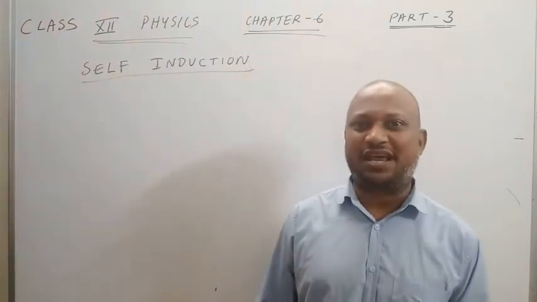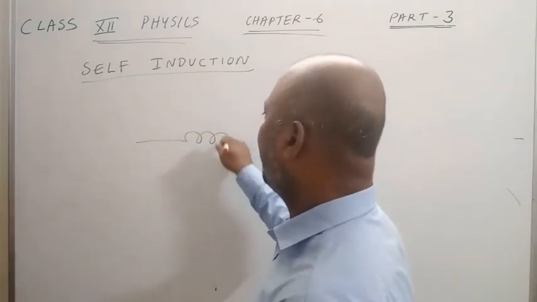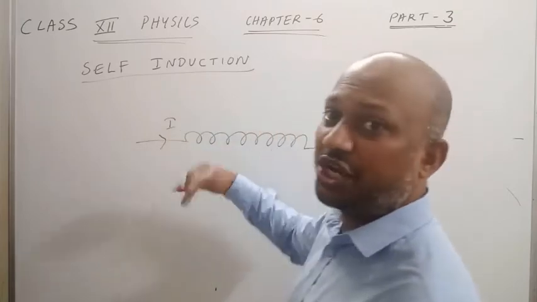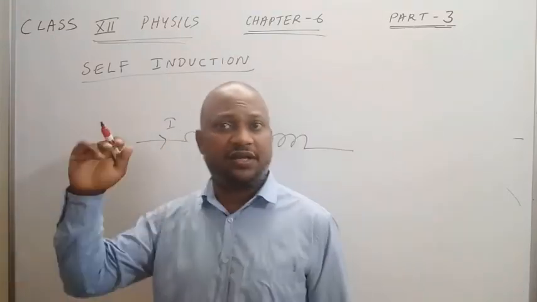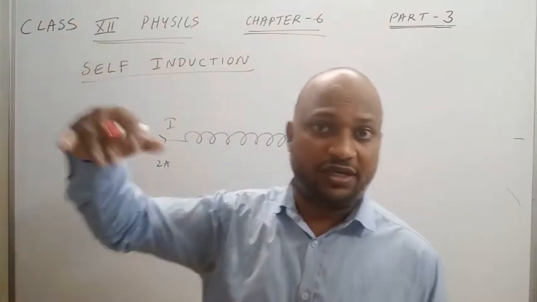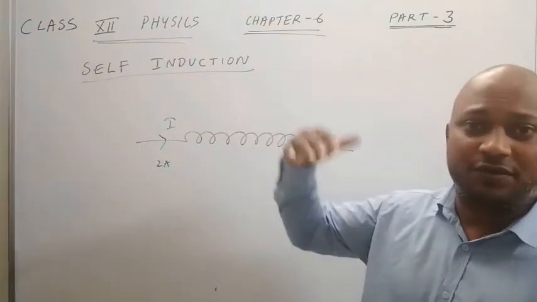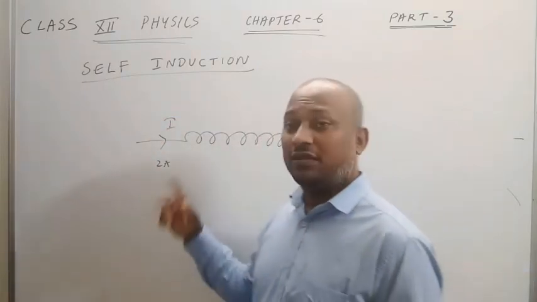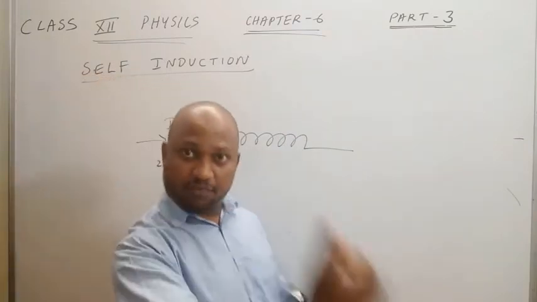Self inductor behaves like an electrical inertia. How will you explain it? If current is flowing through the inductor, whenever the current tends to change, the magnetic flux changes. Suppose the current tends to increase: only 2 ampere is flowing, but the current increases to 4 ampere within 10 seconds. When the current suddenly increases to 4 or 5 ampere or whatever, the flux also increases, and whenever there is a flux change, there is an opposite current.